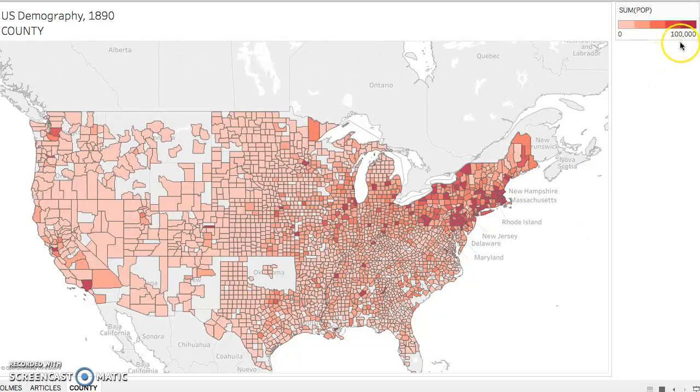I decided to have the upper limit as 100,000 because otherwise we would see almost no distinction in between the colors because some counties just had so many more people than others, for example, in New York. So yeah, the darkest red means 100,000 or more. Lightest red means anywhere from 0 to 10,000 people.